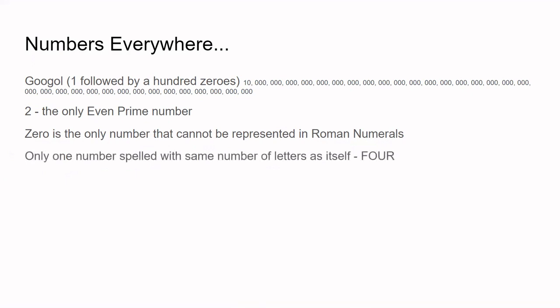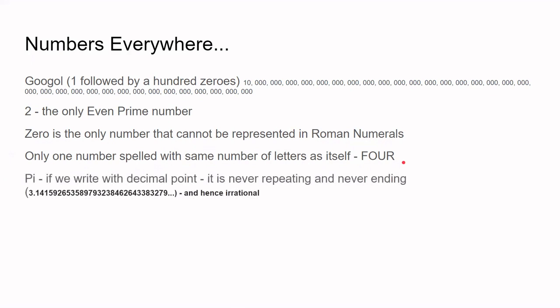Here is one cool trick. Only one number is spelled with the same number of letters as itself. It's number 4. F-O-U-R. 1, 2, 3, 4. Good question for friends.